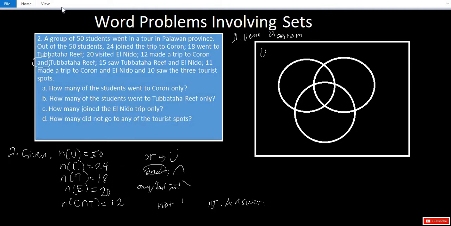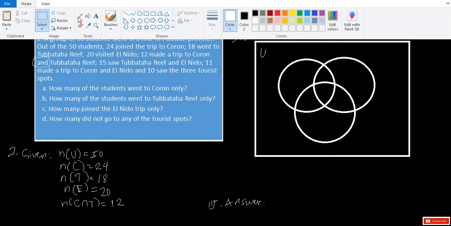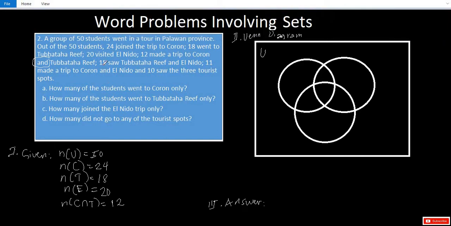Okay, let's erase this part here. Let's add more given. We have here another given in the problem: 15 saw Tubataha Reef and, another keyword "and," this means intersection, El Nido. So we have the cardinality of set T intersection set E. So 15.